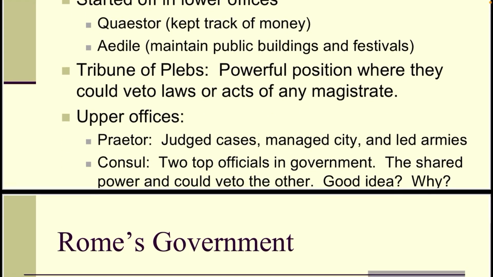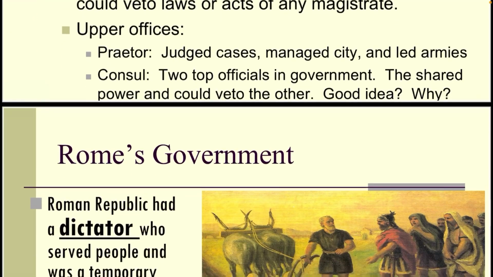And then you had the upper offices, which were composed of the praetor, who judged cases, managed the city, and led armies, and then the consul, the top two officials in the government that shared power and could veto the other. Now, do you think having two people who can veto each other's ideas is a good idea? Probably not. But what do you think about this?